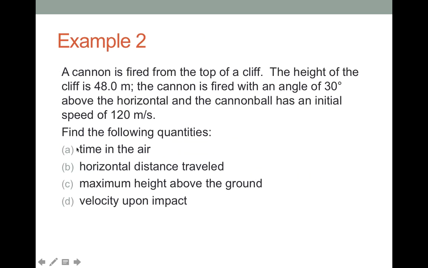Now we're going to consider a second example. In this example, we're going to put a projectile up at the top of a cliff. So it's not going to start and end on the ground. It's going to start 48 meters up in the air at the top of a cliff. And we're going to shoot it at an angle of 30 degrees with a speed of 120 meters per second. We're going to look for the exact same three quantities: the time, the distance traveled, the height it reaches, notice above the ground, not above the cliff, above the ground, and its velocity upon impact.